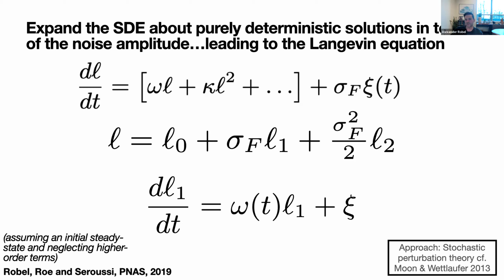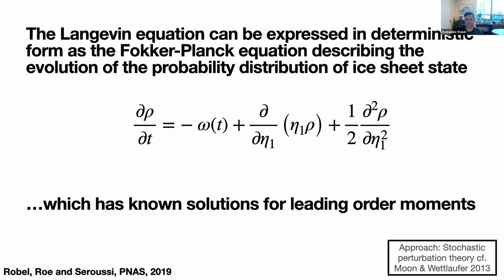The nice thing about turning this model into the Langevin equation is that the Langevin equation can be converted into the Fokker-Planck equation, which describes the evolution. Instead of thinking about stochastic trajectories of the system, we can now describe the evolution of the full probability distribution of the ice sheet state. So this is where the ideas from statistical mechanics come in, where instead of having a stochastic differential equation, we can think about the evolution of the full probability distribution.